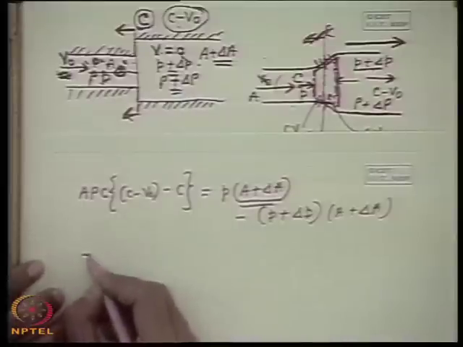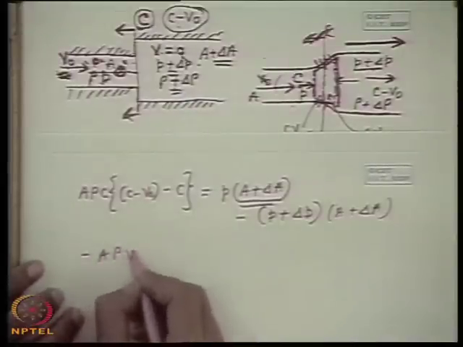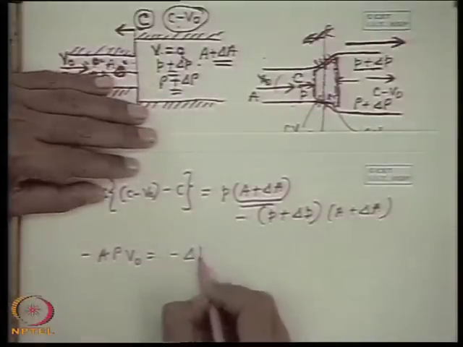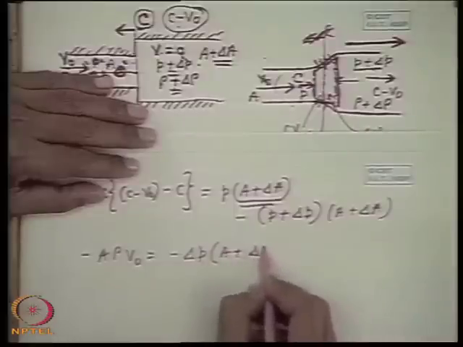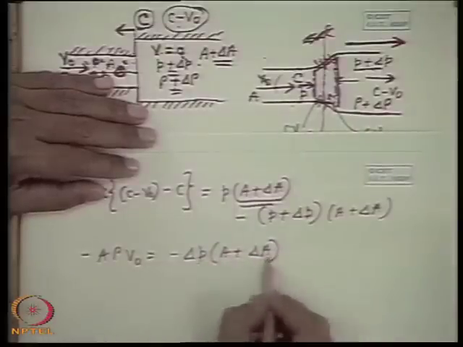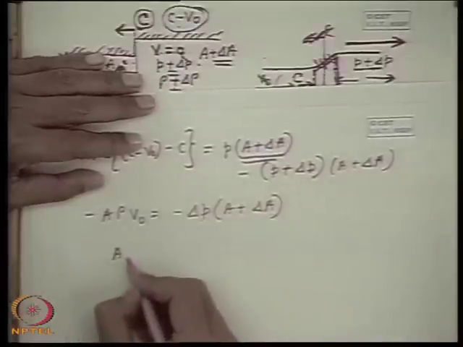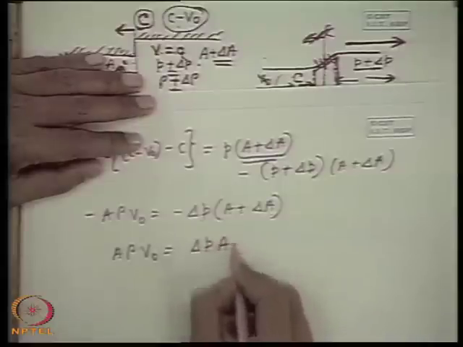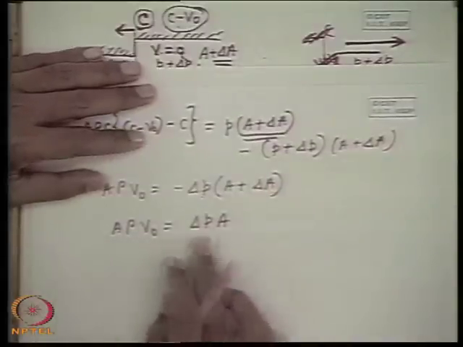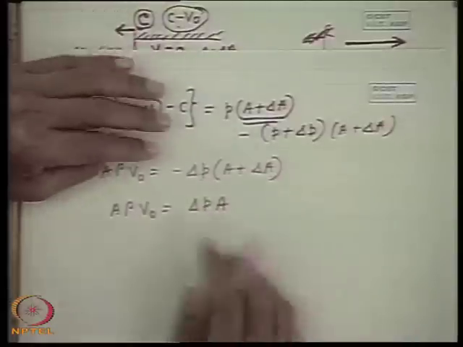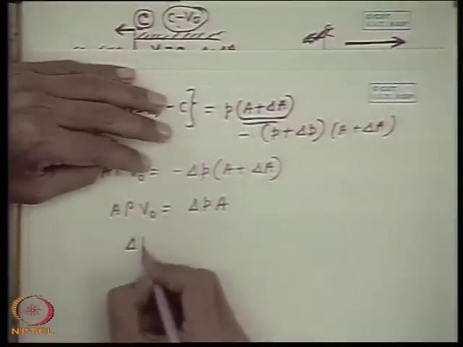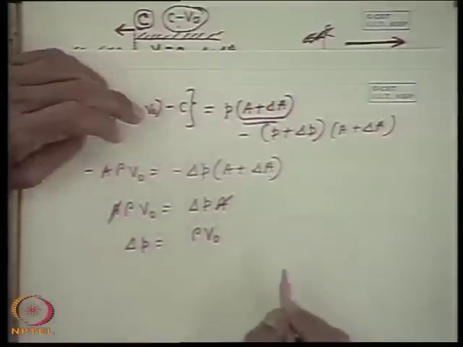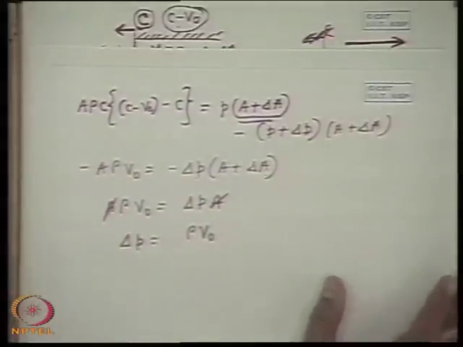So if you do that, we get minus A C, C cancels, rho V0 is equal to this side, P into A plus delta A, so minus delta P A plus delta A. So neglecting these two higher order terms, which we did for the continuity equation also, we can write A rho V0 is equal to delta P A. All right, A rho V0 is equal to delta P A. Now delta P is equal to rho V0, because A cancels.